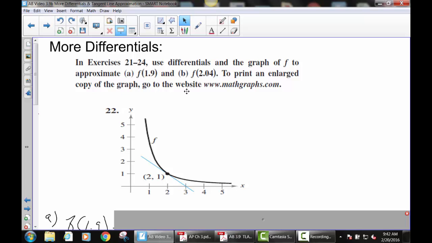It says use differentials. In this case, they're giving you the graph of f. Now, in the next one, they're going to give you f prime. They're asking you to approximate, which is what differentials are all about. It's an approximation in the change in y as opposed to the actual change in y. And they want you to approximate f of 1.9 and f of 2.04. Both numbers, of course, are very close to 2, which is exactly the point of tangency.